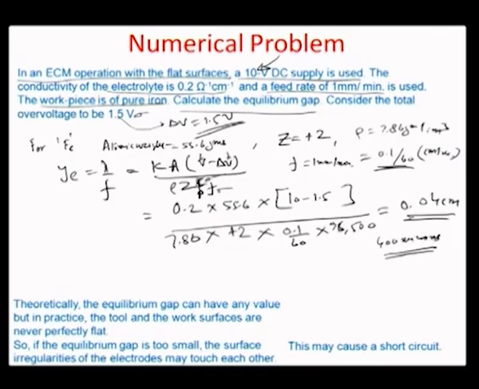So you can have an estimate of what is the level of gap that we are talking about. 400 microns is actually 4 times the diameter of human hair. Okay, so that is how small the equilibrium gap is in any electrochemical machining process, and you can assume that the amount of pressures that are generated by the fluid which moves through such a small gap is huge.